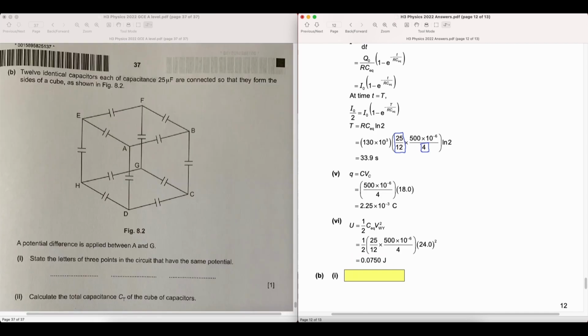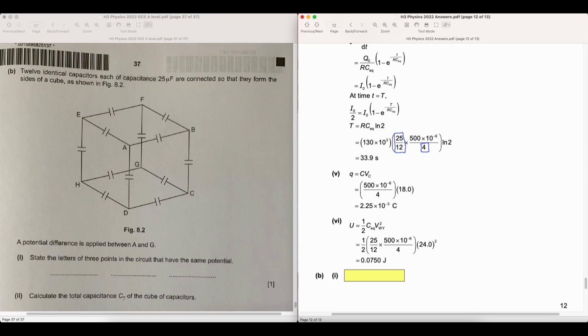Now part B, we're given a capacitor cube. State 3 points in the circuit that have the same potential. The potential difference is applied across from A to G. And because this system is symmetric, the points which are one capacitor hop away from A will be at the same potential. That means that B, D and E is one answer. However, we can also have another answer, which is that the points which are 2 hops away from A are also at the same potential, and they are 1 hop away from G. So C, F and H is also another possible answer.